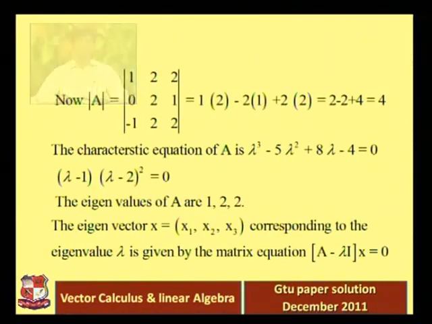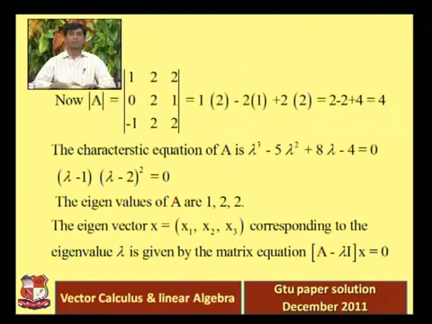And then the final determinant of A. Here is the determinant of A: 1 2 2, 0 2 1, minus 1 2 2. That is equal to 1 into (4 minus 2), that is 2, minus 2 into (0 plus 1), that is 1, plus 2 into (0 plus 2), that is 2. So 2 minus 2 plus 4 is equal to 4. The characteristic equation of A is lambda cube minus 5 lambda square plus 8 lambda minus 4 equal to 0. So (lambda minus 1) into (lambda minus 2) square is equal to 0. The eigenvalues of A are 1, 2, 2.